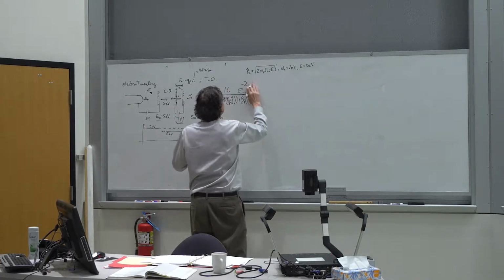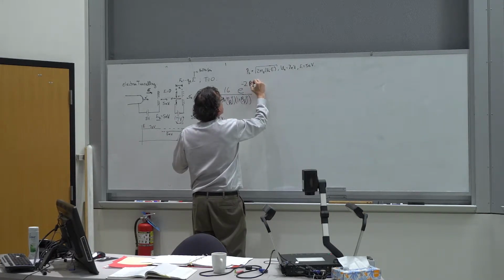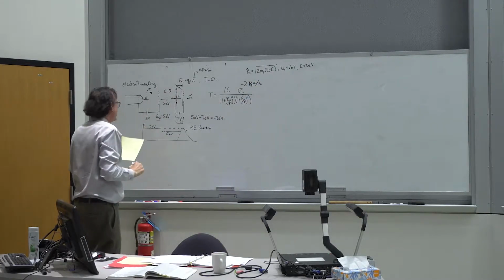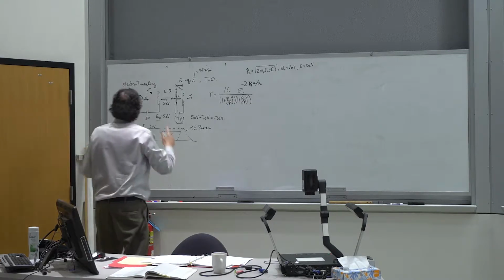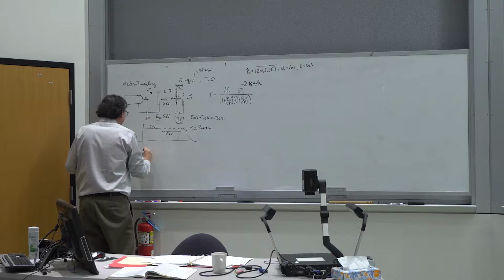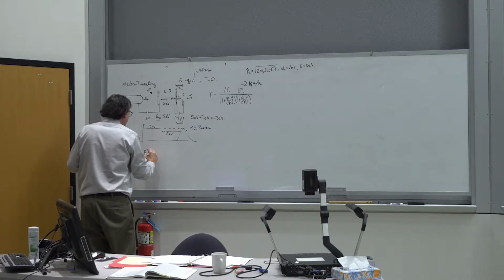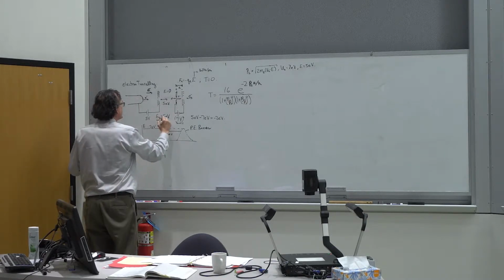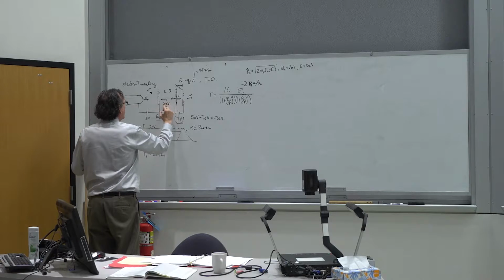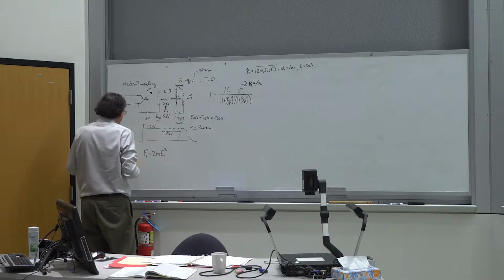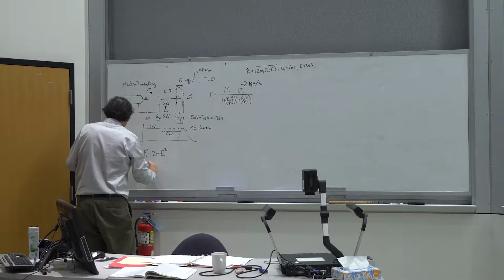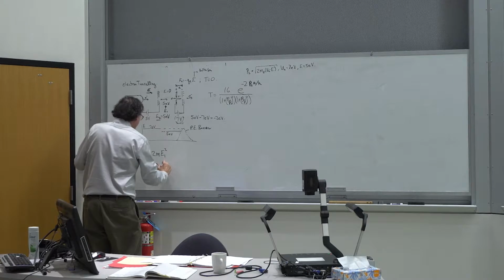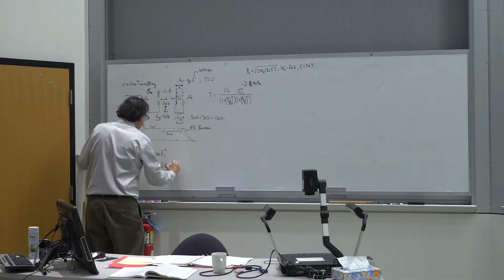E to the minus P2 times A divided by h bar. And this is the expression. Now P1 is the incident momentum. So P1 squared is equal to 2m times E1. So this is the kinetic energy, E1, that's incident on the barrier. And P2 squared is equal to 2m times U0 minus E1.